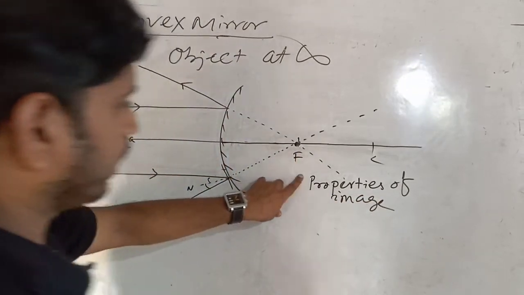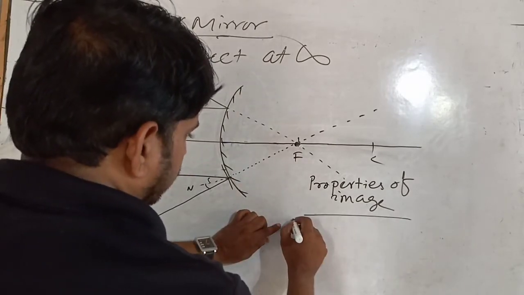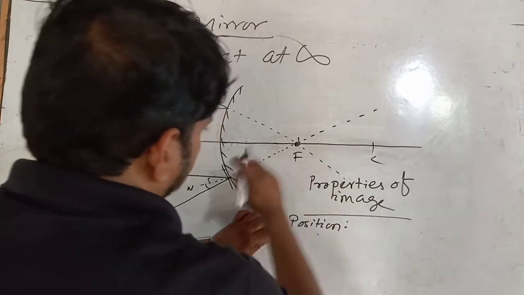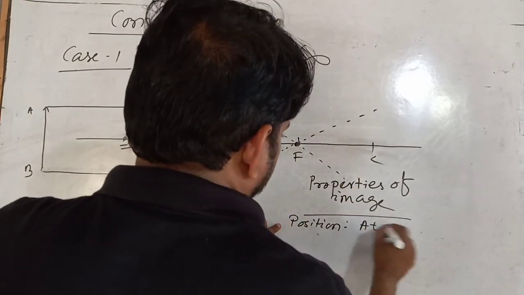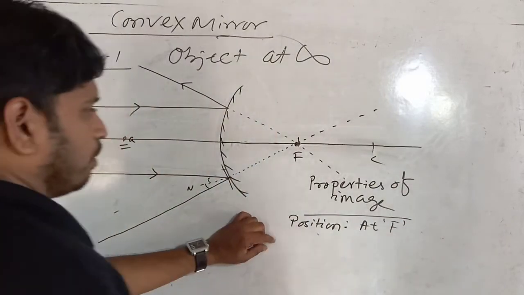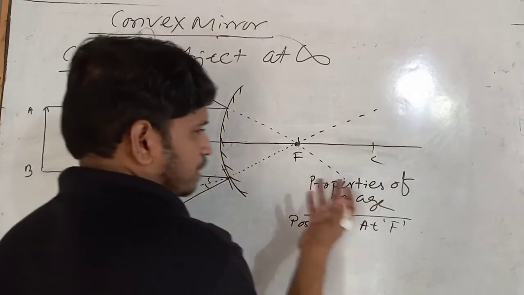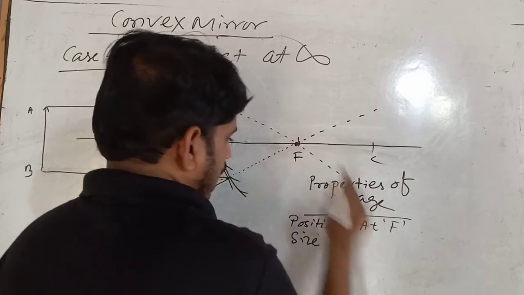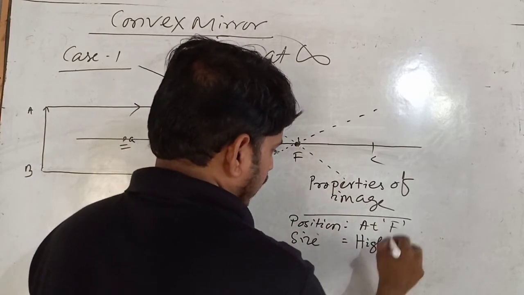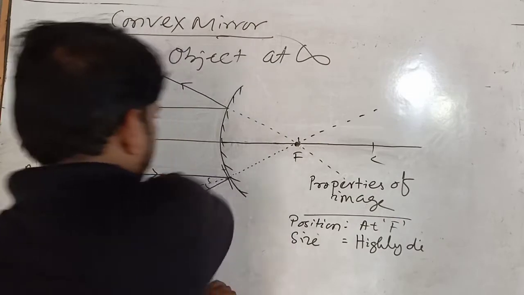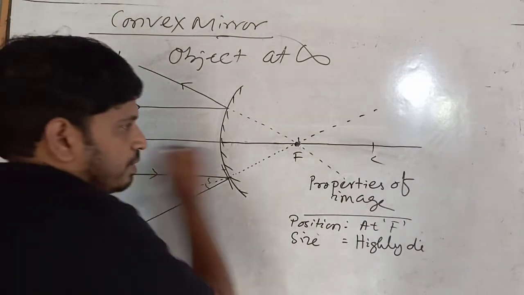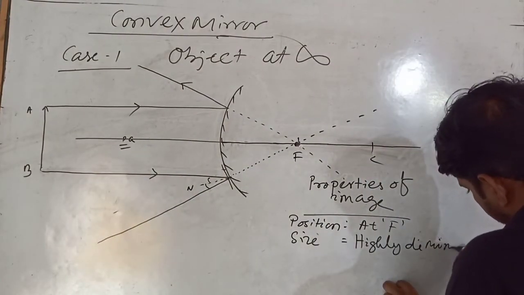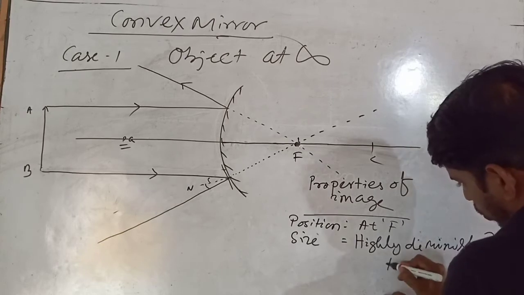The properties of the image will be, first, position: at F, that is behind the mirror, as its focus is also behind the mirror. Then size: highly diminished to point size. The object was this size and the image is of point size. So it is highly diminished to point size.